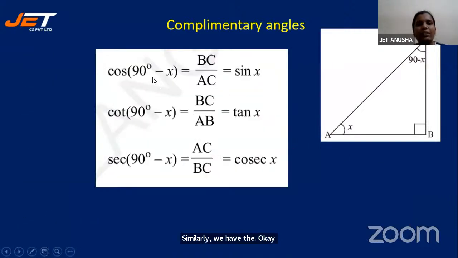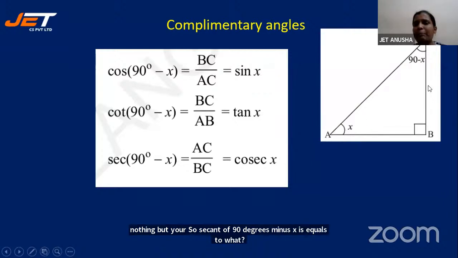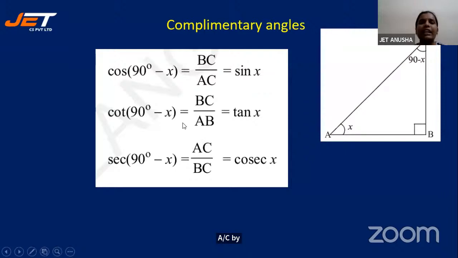So, cos of 90 degrees minus x is equal to what? BC by AC. BC by AC is nothing but cos of 90 minus x and sin x. In the same way, cot of 90 minus x and tan x. Here, what is given? BC by AB. That is nothing but your tan x. So, secant of 90 degrees minus x is equal to what? AC by BC. That is nothing but your cosecant x. By using the sides, we are able to change them.